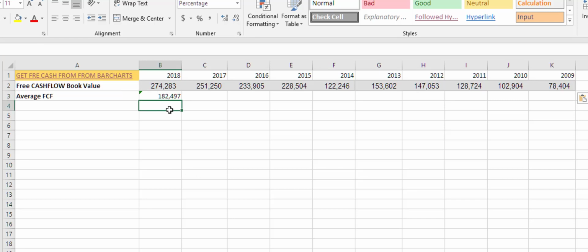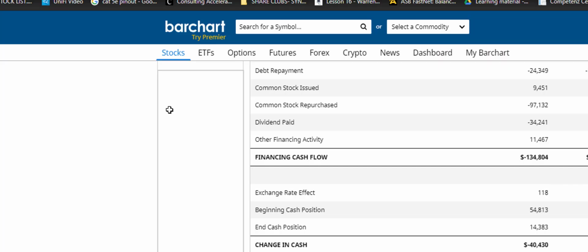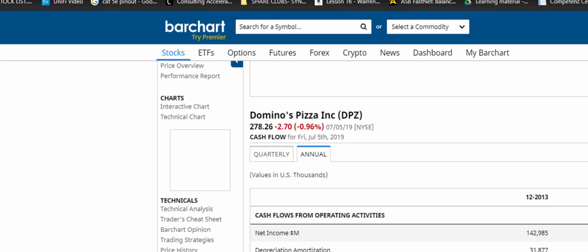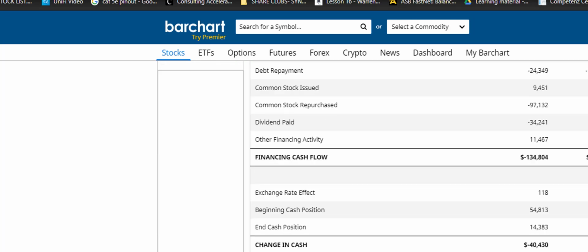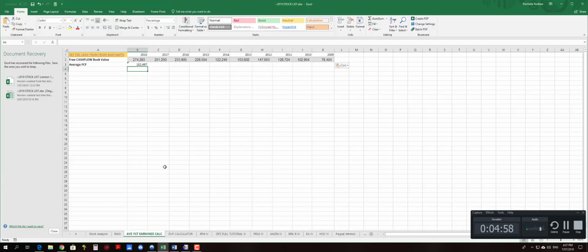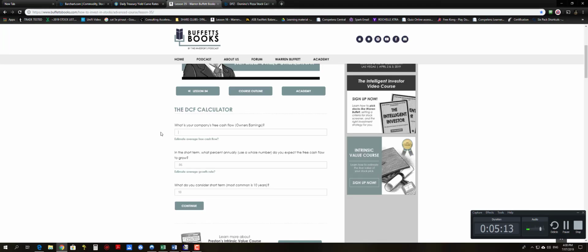$182,497. Don't worry about adding on the extra zeros, because as you'll see in here, it'll tell you it's in thousands. So all of these values here are in thousands, so you add 3 zeros. But we don't need to do that because it's all in the same relative decimal placing, so you'll see what I mean later. Okay, so now we know what that is. We can copy that value and put it into the calculator.